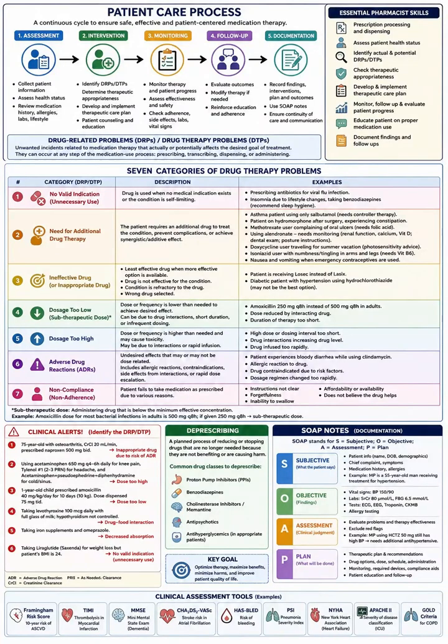Clinical assessment tools. Various clinical tools assist healthcare professionals in evaluating patient risk and guiding treatment decisions. Examples include Framingham Risk Score for cardiovascular risk assessment, TIMI score for myocardial infarction, MMSE for cognitive function and dementia, CHA2DS2-VASc for stroke risk in atrial fibrillation, HAS-BLED for bleeding risk, PSI for pneumonia severity, NYHA classification for heart failure, APACHE II for ICU patient severity, GOLD criteria for chronic obstructive pulmonary disease, COPD.